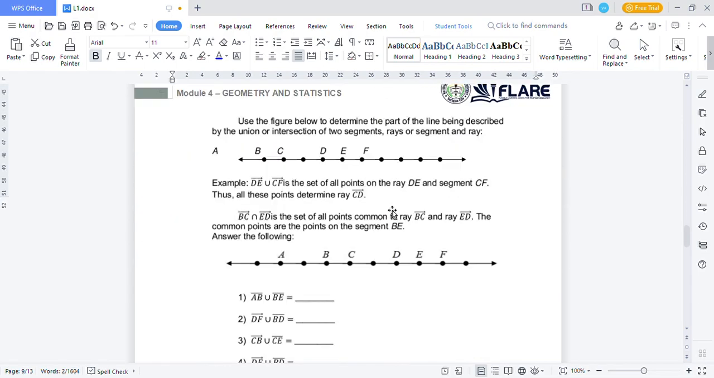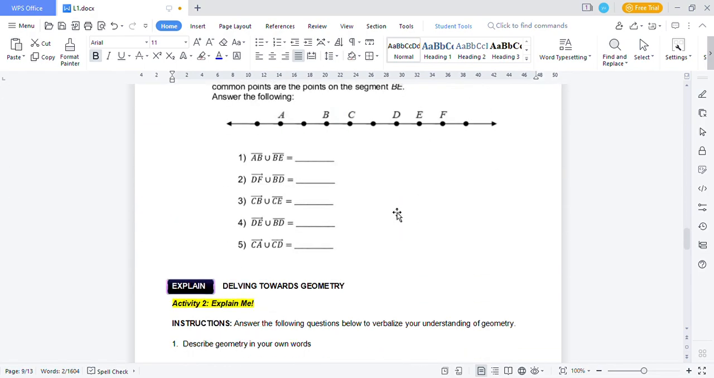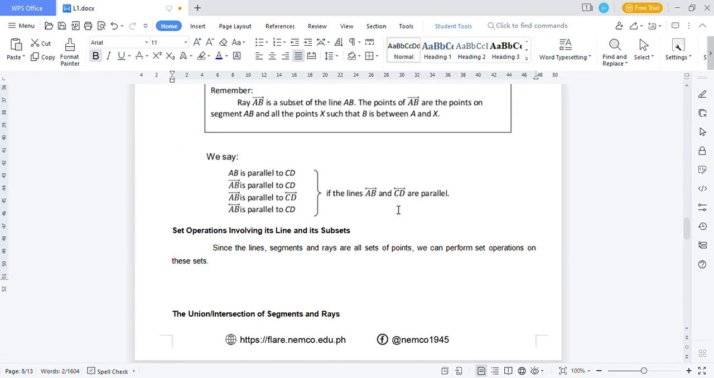Okay, the last one will be the set operations involving lines and their subsets. Since lines, segments, and rays are all sets of points, we can perform set operations on these sets. Again, excuse me, wait a moment.